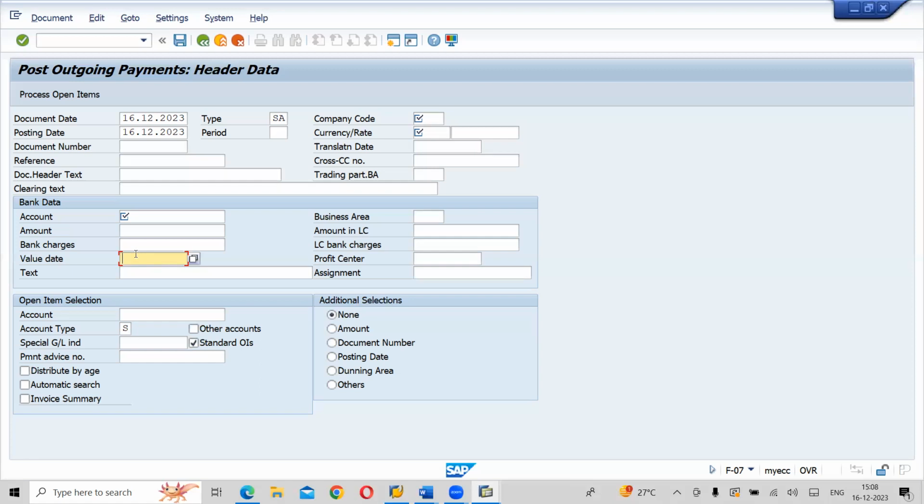as the value date: all encashment dates for cash transactions and all realization dates for bank transactions. That date is nothing but the value date. So in the entry also, the value date will be triggered for cash and bank transactions. Is that clear? Any questions here?